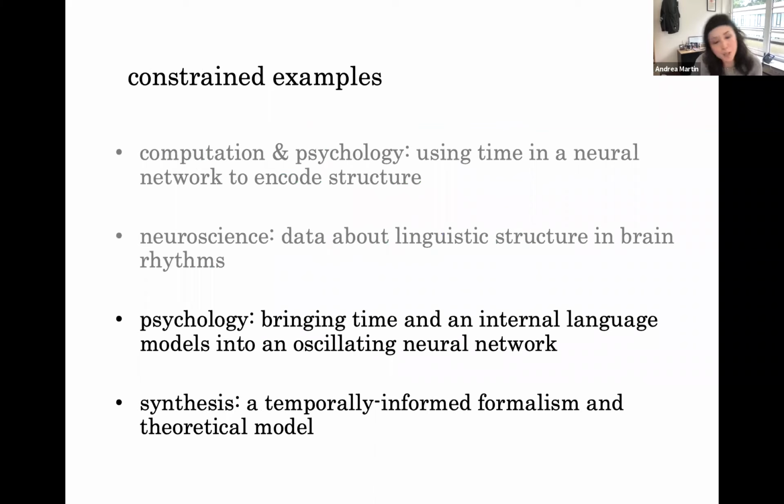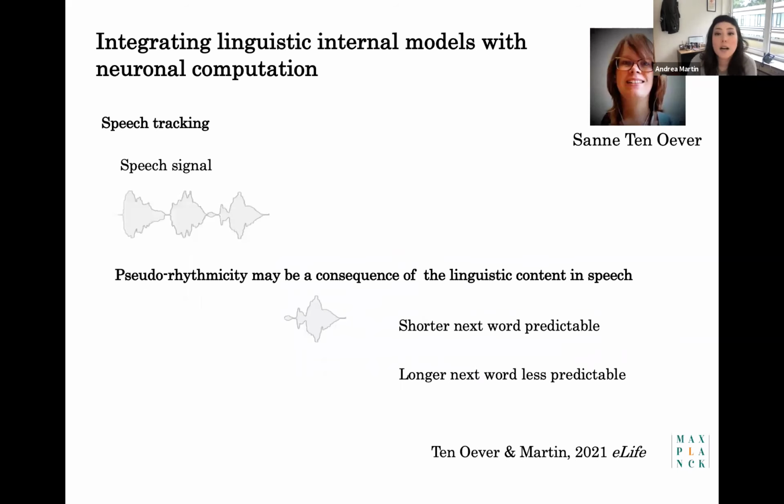All right, so now we're going to transition quickly to the last two sections of the talk. One is using constraints from psychology to constrain computational models, so bringing time into an internal language model in an oscillating neural network, so still also with our neuroscience constraint. And then I'll synthesize everything and talk about a formalism developed by a student in my group and then my own model.